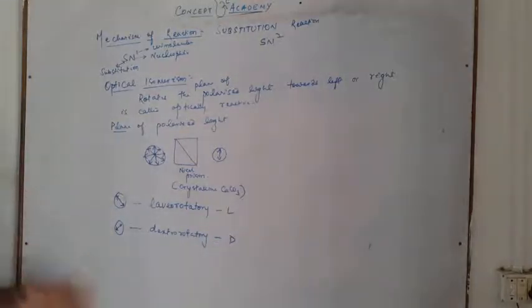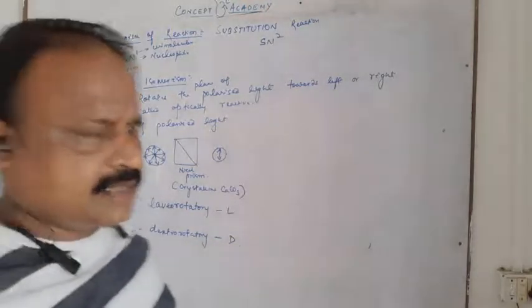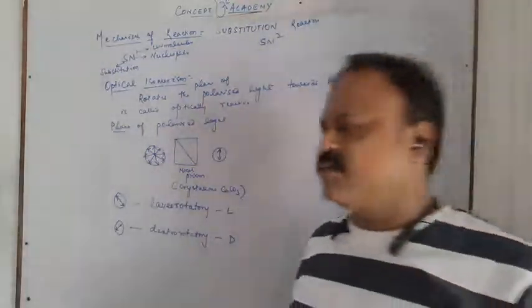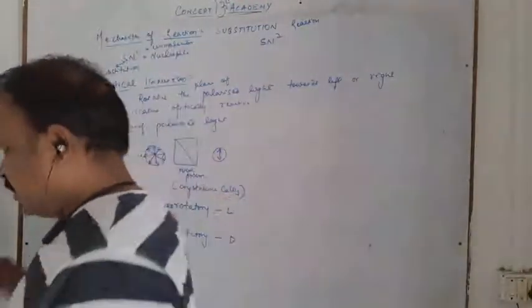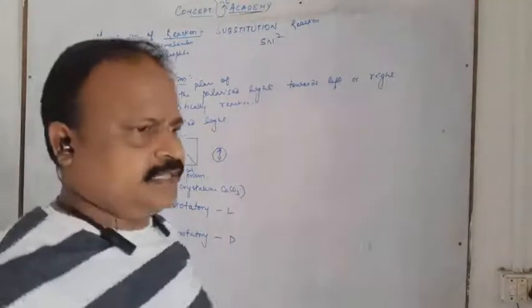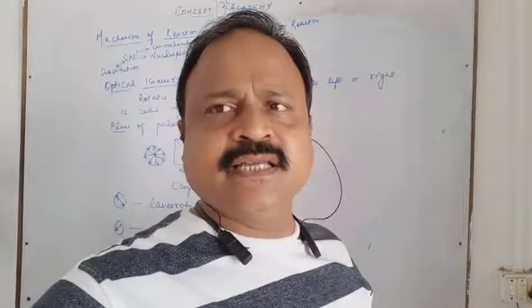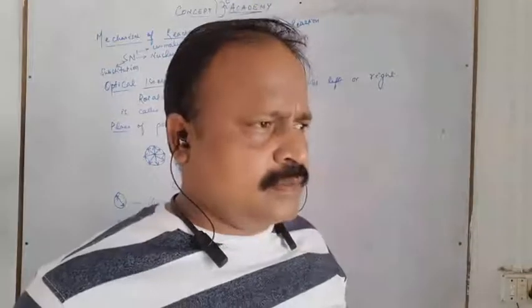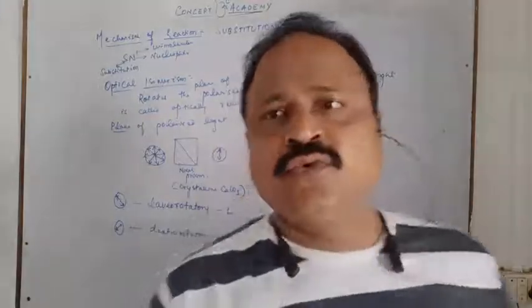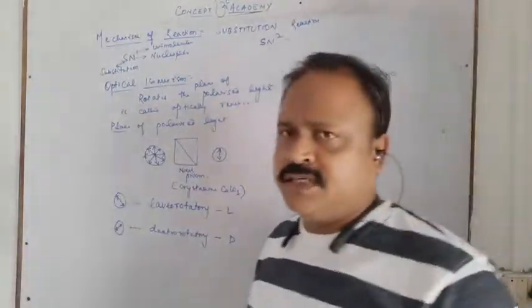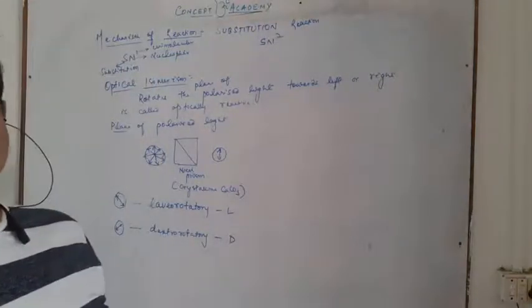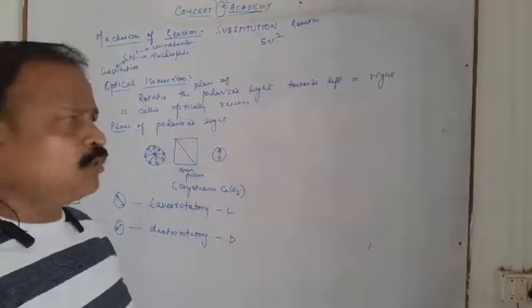So when the polarized light, after it passes through the Nicol prism, is turned right, then it is known as dextrorotatory, that is D. Whereas when it is rotated left, then that is known as levorotatory, or otherwise also called L.